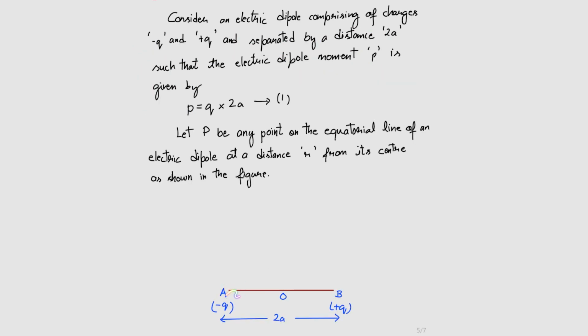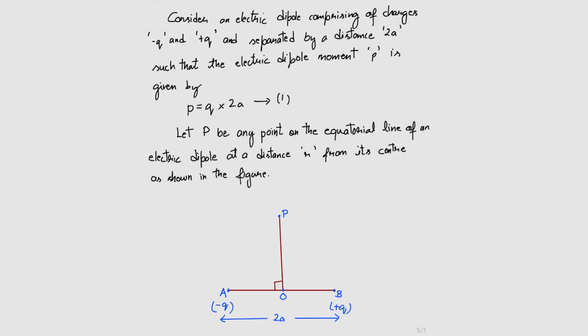Here we consider minus Q at point A, and plus Q at point B. Point O is the center of the electric dipole. Now, let P be a point on the equatorial line. Draw your equatorial line along the perpendicular at the center of the dipole. Keep in mind, only along the perpendicular. This is my point P.